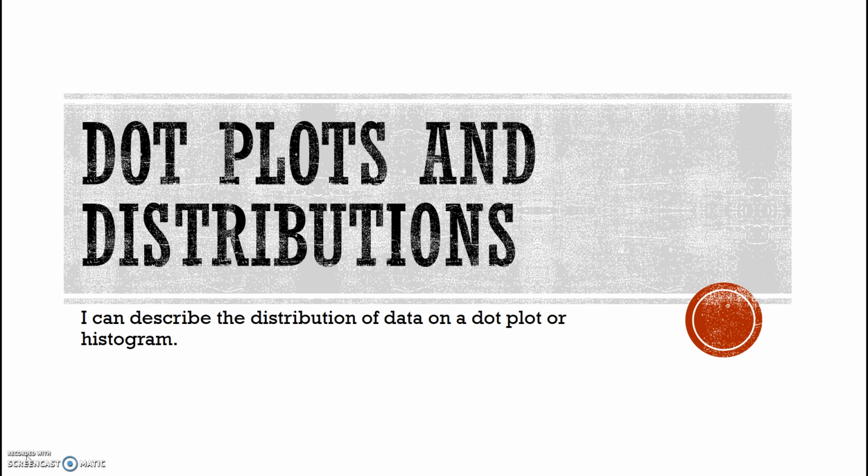But there's another way we use dot plots, and that's to look at the distribution of the data. And we're going to talk about what that means today. Our I can statement that we're working on is: I can describe the distribution of data on a dot plot or histogram. Now, we're not going to talk about histograms in this video, but the information you learn here is applied in the same way to histograms, and we'll talk about that when we come back together as a big group.